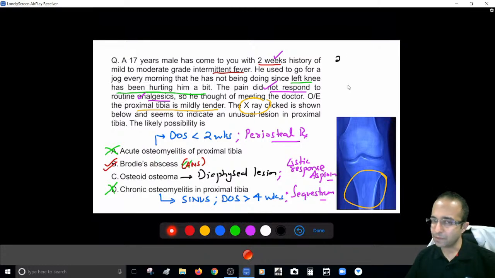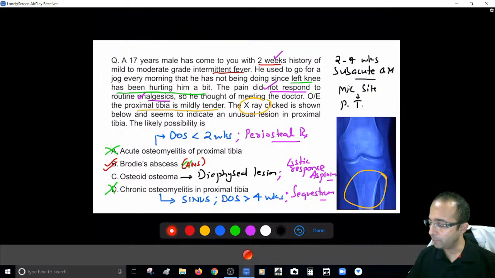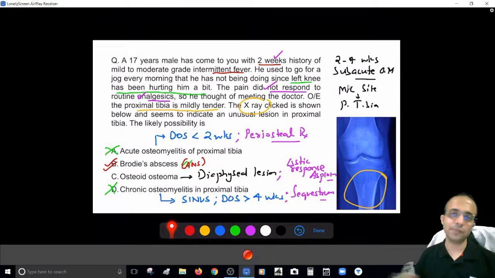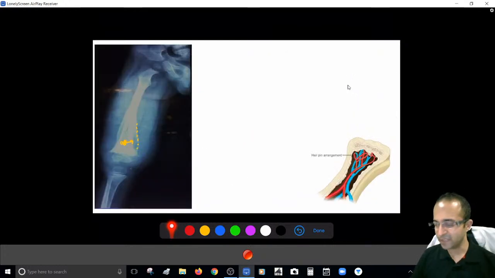With Brodie's abscess, the history of symptoms would be generally between 2 to 4 weeks because it tends to be a subacute category of osteomyelitis. And even in Brodie's abscess, the commonest site would generally be proximal tibia. The thing is that here the lesion remains contained within the metaphysis because it's an abscess. It does not go outside the periosteum causing the periosteal reaction. So that is how this abscess would generally look like. So perfect enough. I hope things are clear enough till here.